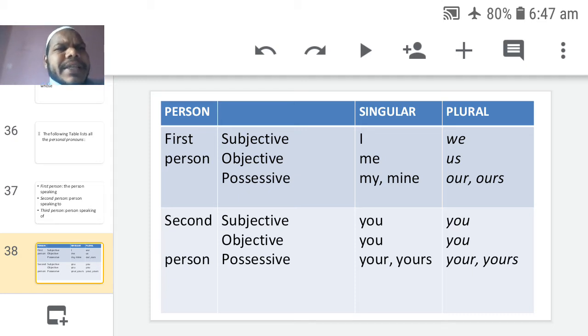I hope that by taking examples and doing the practice, you may get the idea what is first person subjective pronoun in singular, and what is first person plural pronoun in objective, whereas second person subjective singular pronoun and objective plural pronoun. As you have seen, first person is the person speaking, second person is the person spoken to, the third person is the person spoken of.